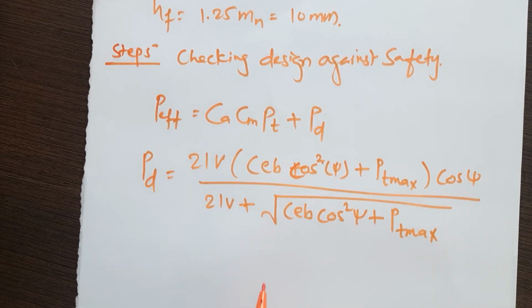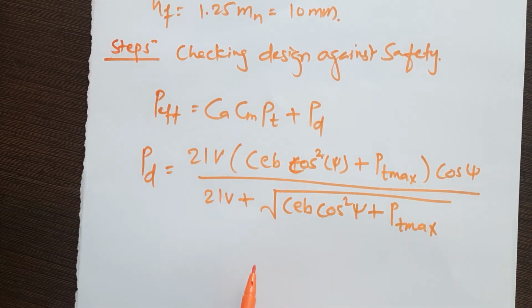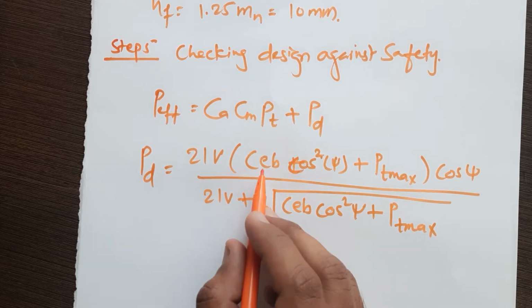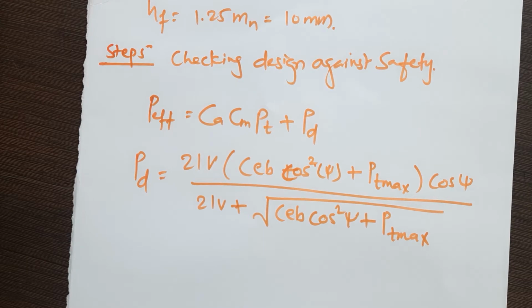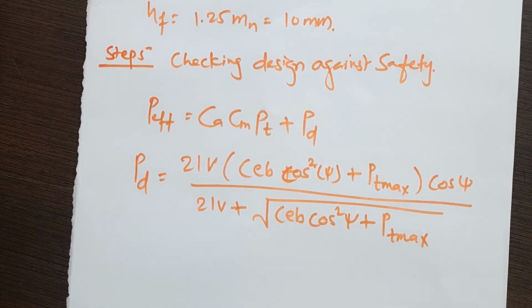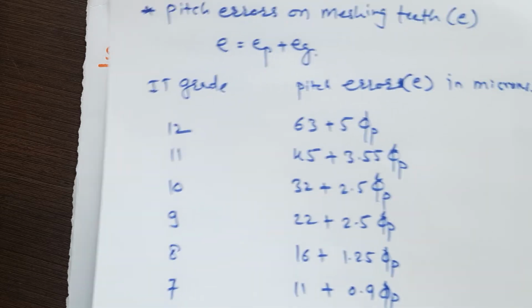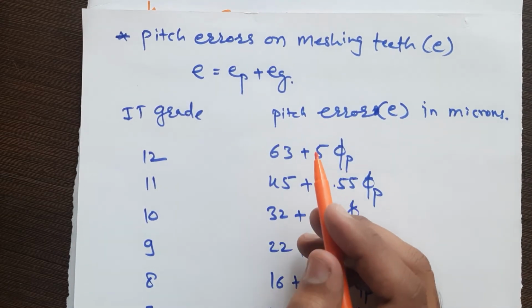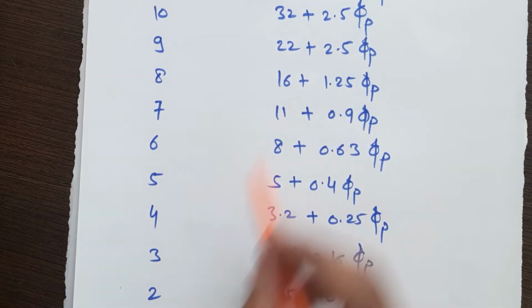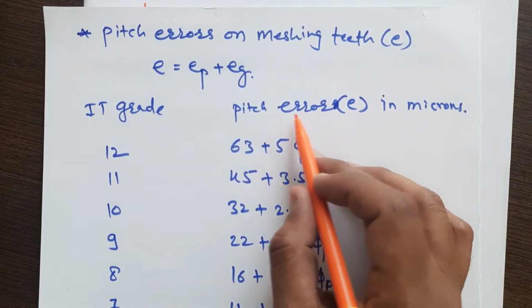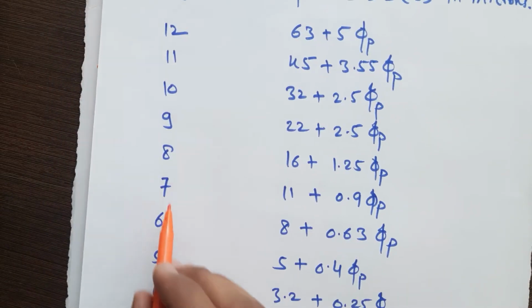Okay, so all terms we first need to calculate. Now here C is given. E, the pitch errors, we need to find. There are various formulas for pitch error according to the IT grade. Here IT grade is given as 7. In the previous lecture, in the first unit of design of machine, design of spur gear, I have already shown you the different formulas of pitch error according to the IT grades.